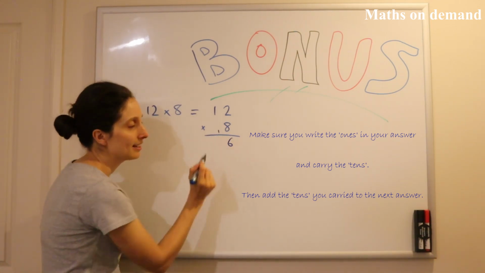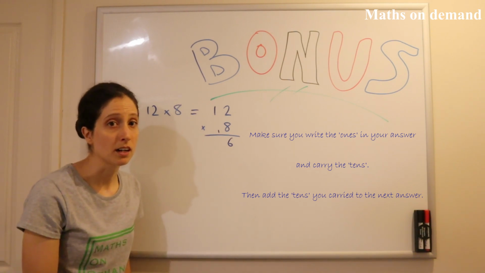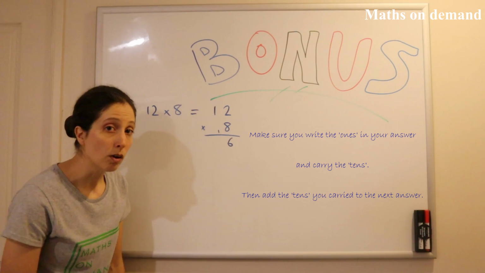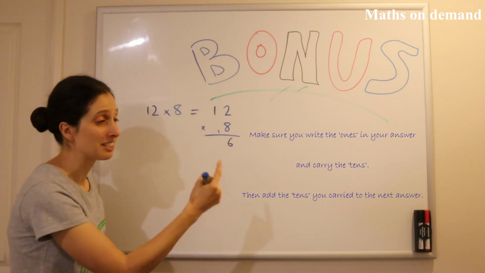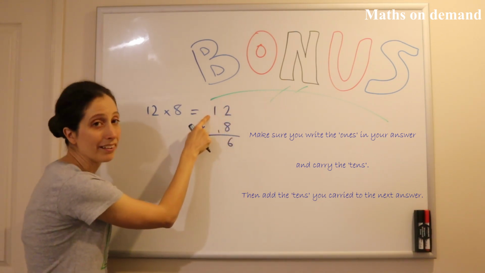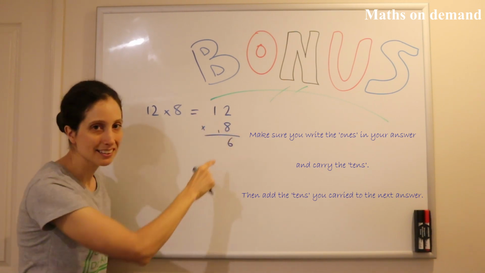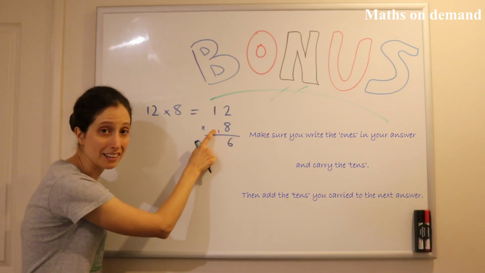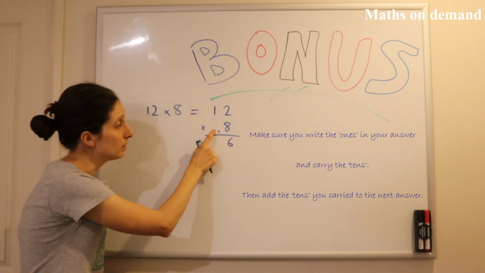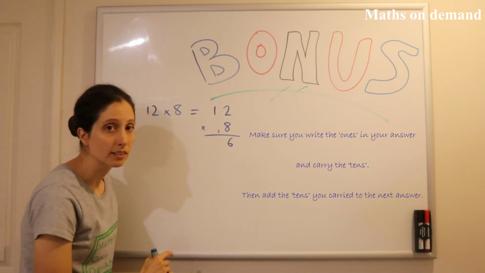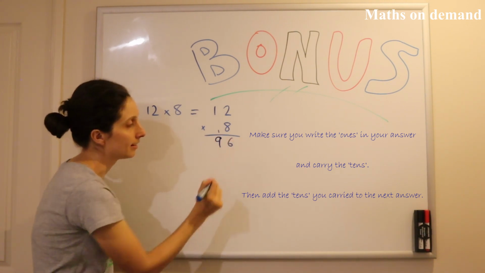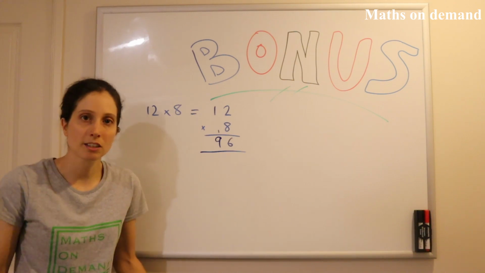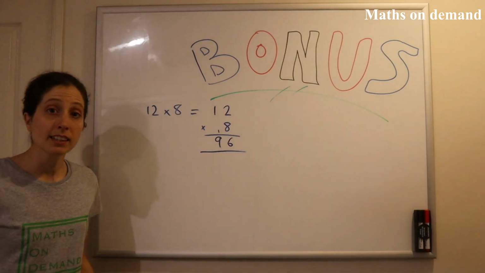I'm going to just write it here because then I'll remember I need to do something with that a little bit later on. Now I need to multiply by the next digit, which is 1. 1 times 8 is 8. But don't forget, we had this 1 here from our other answer. So we need to add 1 to 8 and we get 9. So our answer, 96, which is correct.